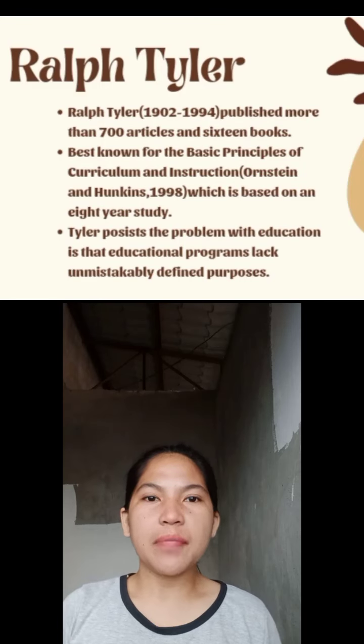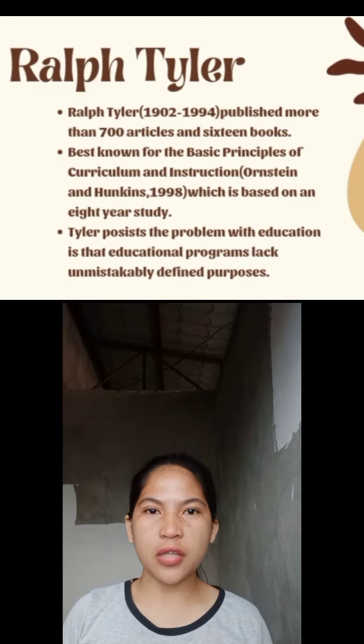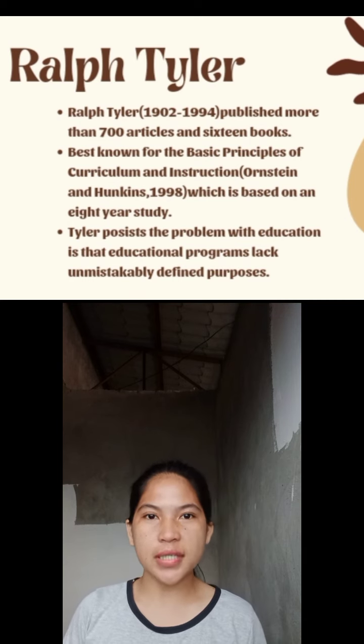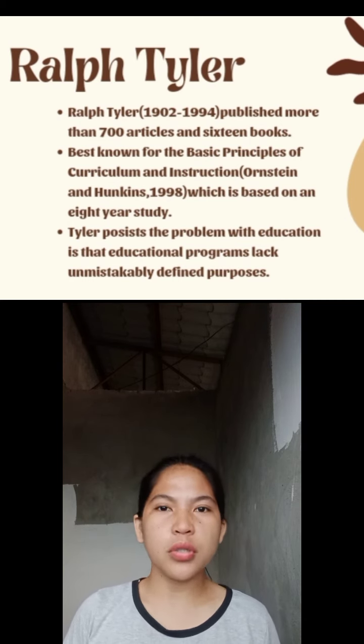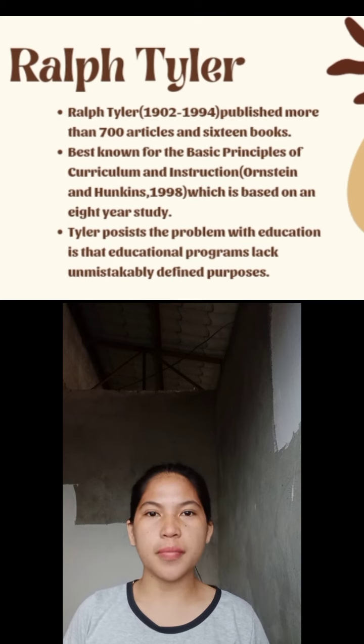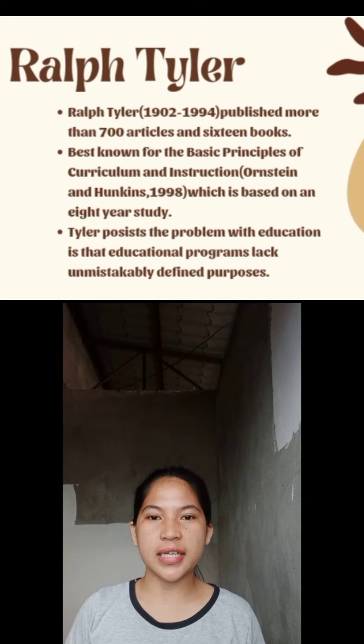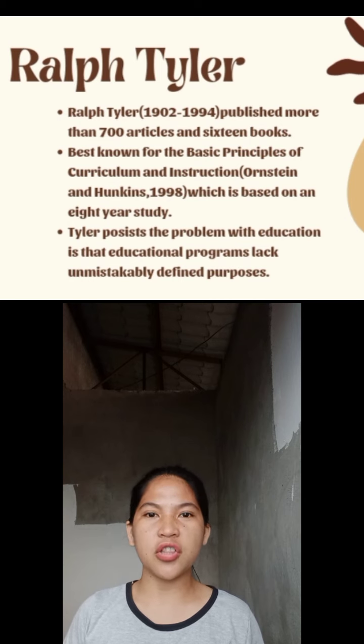With schools across the nation working to align the curriculum with Common Core standards, Tyler puts forward recommendations and effective tools for educators to create national objectives with their students' needs. Ralph Tyler, 1902 to 1944, published more than 700 articles and 16 books. He is best known for the Basic Principles of Curriculum and Instruction, with Ernstine and Hankins in 1998, which is based on an 8-year study.